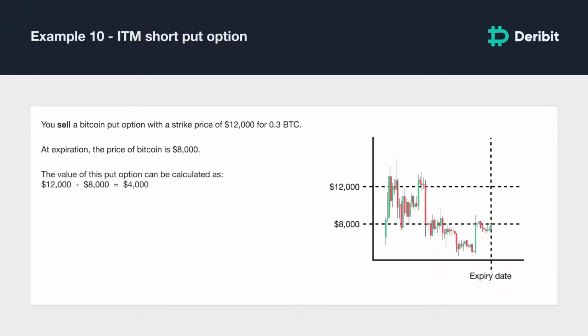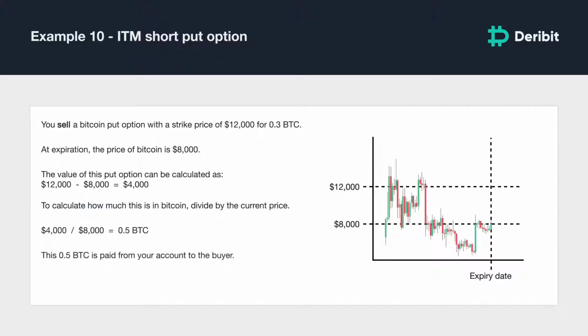The value of this put option can be calculated as $12,000 minus $8,000, working out to $4,000. To calculate how much this is in Bitcoin, you divide by the current price of $8,000 to give 4,000 divided by 8,000, or 0.5 BTC. This 0.5 BTC is paid from your account to the buyer. And to calculate your final profit and loss, you would subtract this number from the premium you originally collected, which was 0.3 BTC. 0.3 minus 0.5 equals negative 0.2, or your position made a loss of 0.2 BTC.